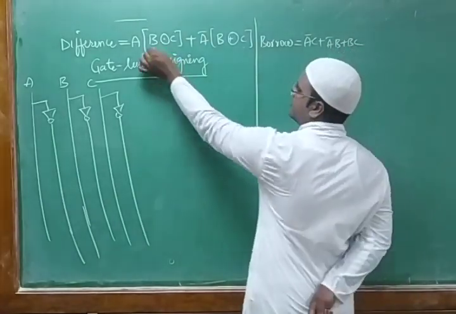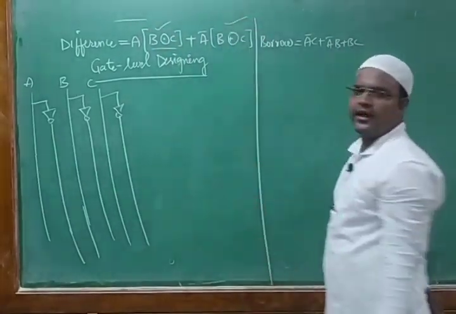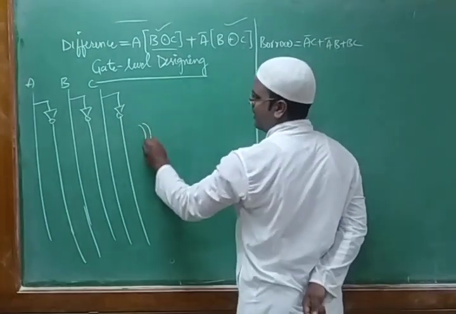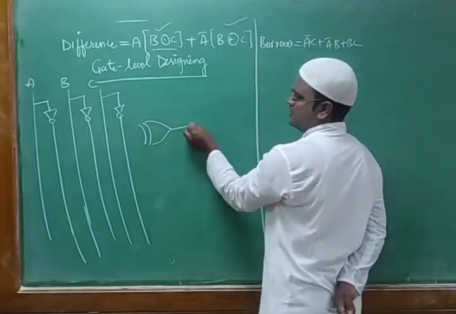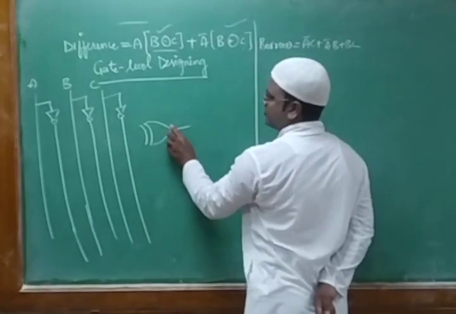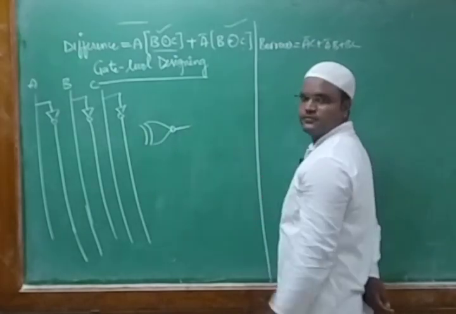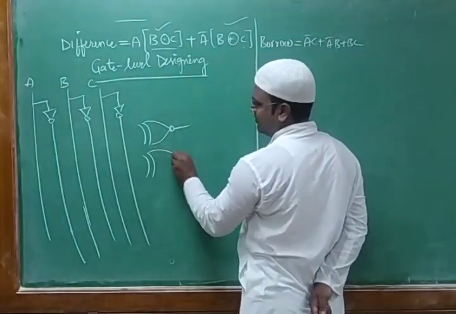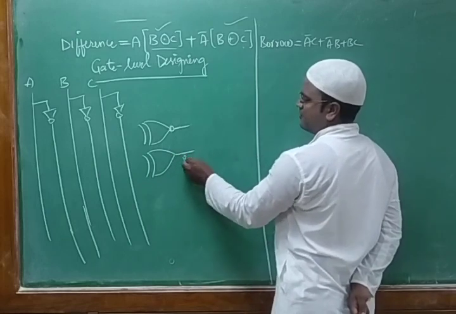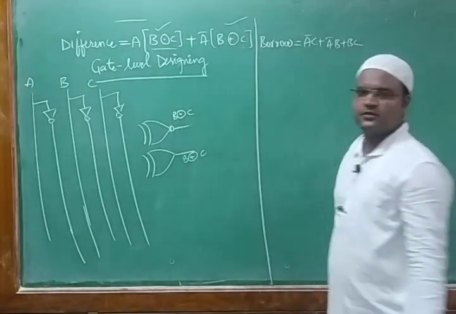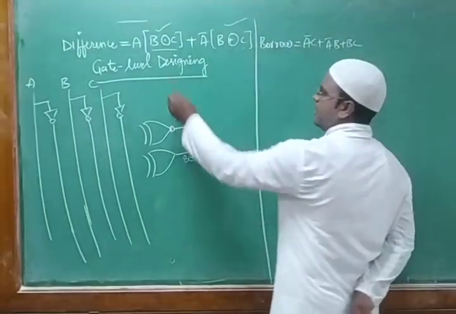Now first thing, I'll solve these brackets. So B XNOR with C. That is the first thing. XNOR means there should be a bubble here. Next, B exclusive OR with C. So this is B exclusive OR with C, and B XNOR with C. So we wrote it. Next thing, I need to multiply with A.